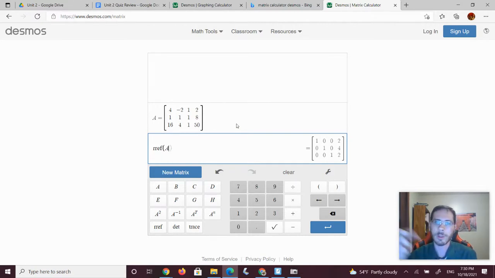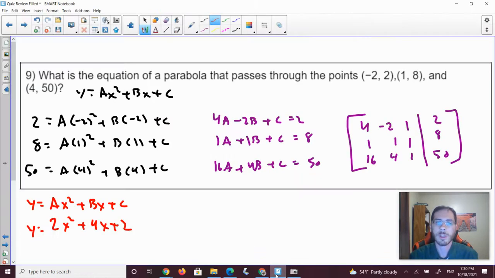Second one, B, is 4. And the third one, Y, is 2. So we take the 2, 4, 2, and we do the exact same thing. So if we did it with the matrix or if we did it with the regression, we get the same answer. So again, it's your choice.